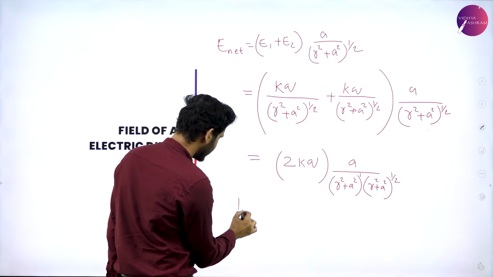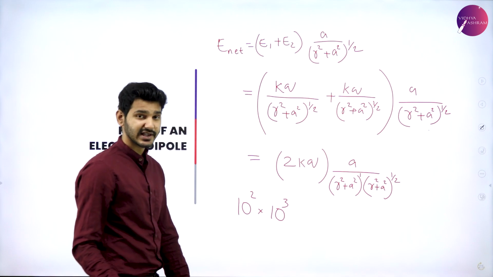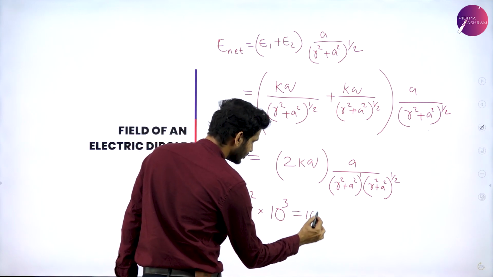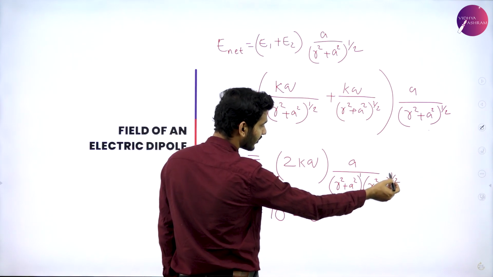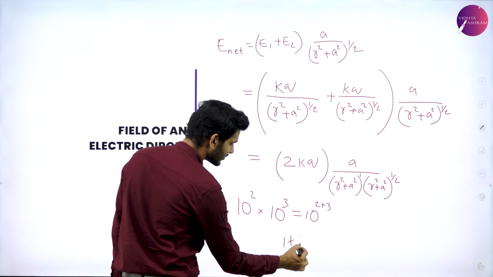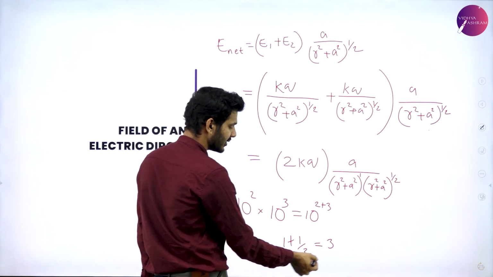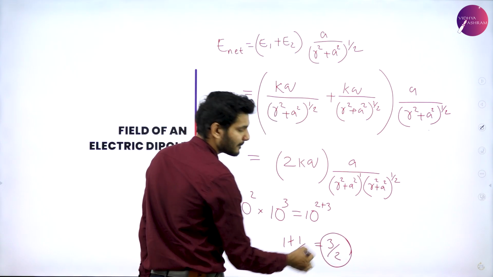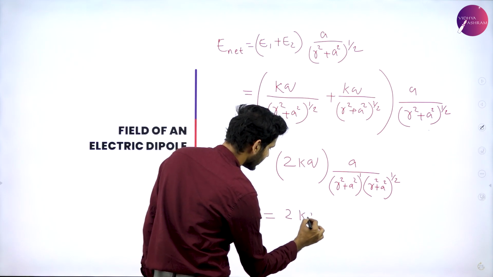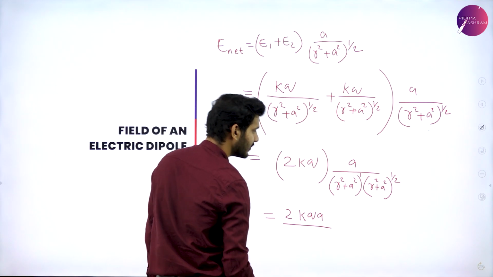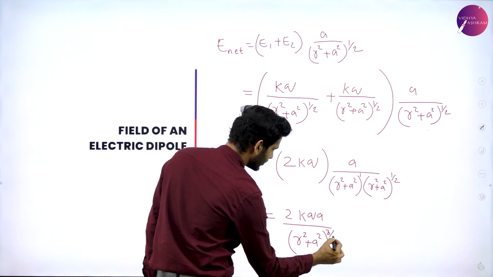Let's say you have any quantity, let's say 10² into 10³. You can actually write it as 10^(2+3). So just like this, there is a power of 1, there is a power of half. So you just have to do 1 plus 1 by 2, which is 3 by 2. So this will be the power. So we can simply rewrite this as 2KQA divided by (R² + A²)^(3/2).